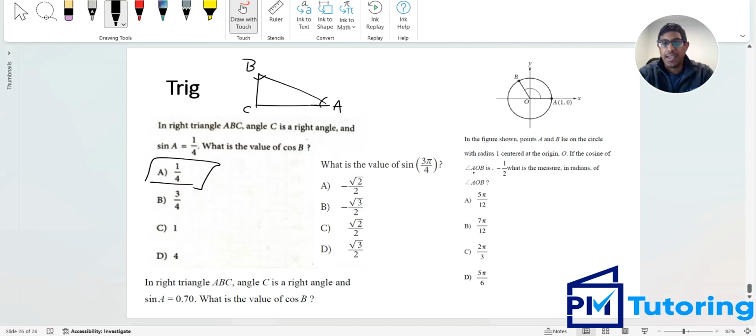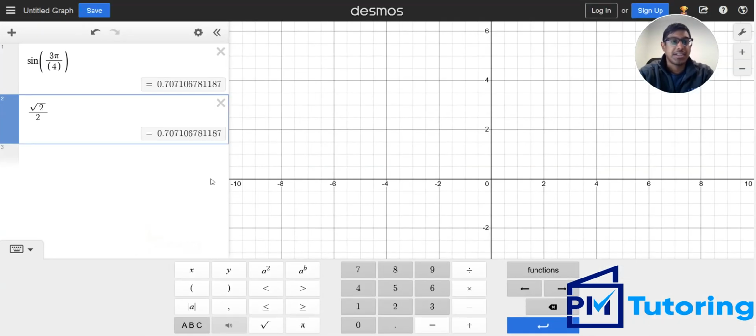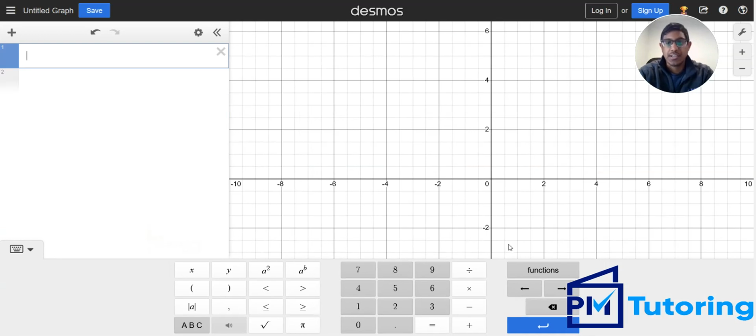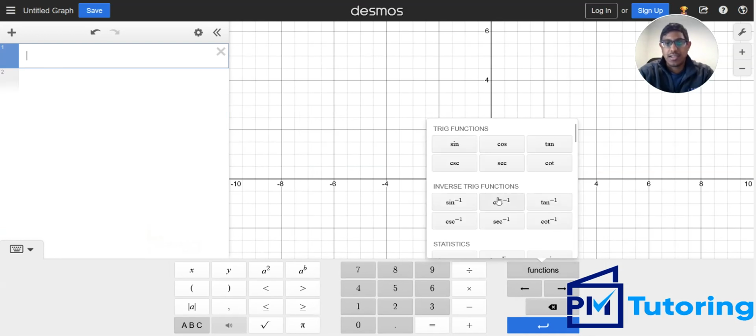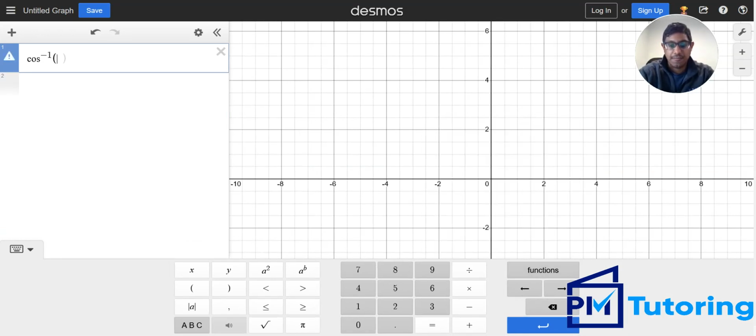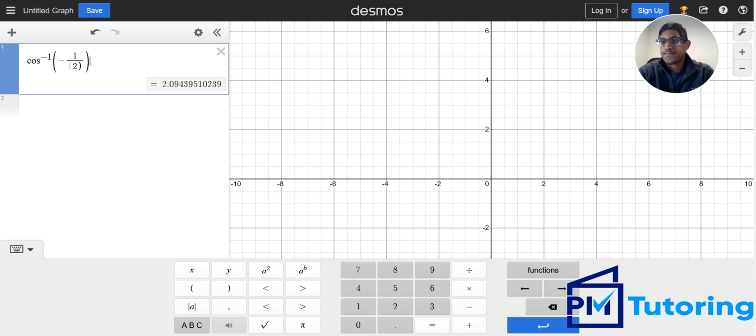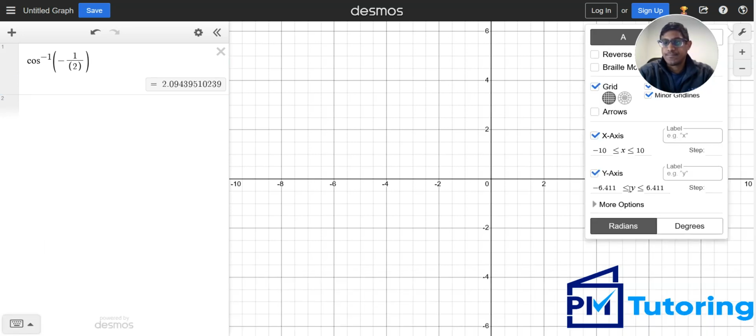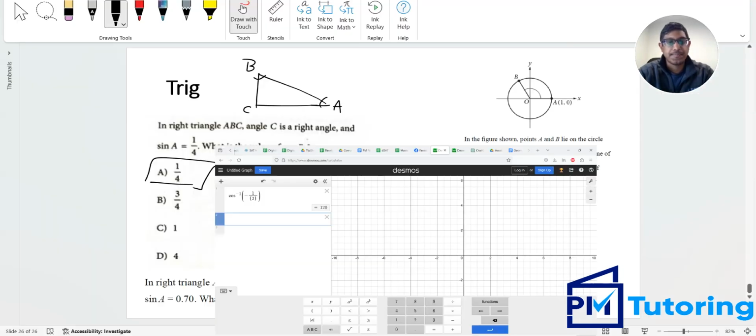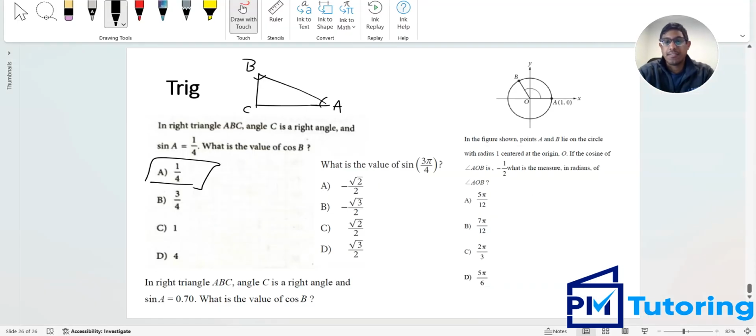If the cosine of AOB is negative 1/2, so now we're dealing with negatives. Again, we can use our inverse trig functions. So we can quickly get inverse cosine negative 1/2, and we're going to have to change that back into degrees for now. So in degrees, that's a 120-degree angle. So if the cosine of AOB is negative 1/2, what is the measure in radians of AOB?